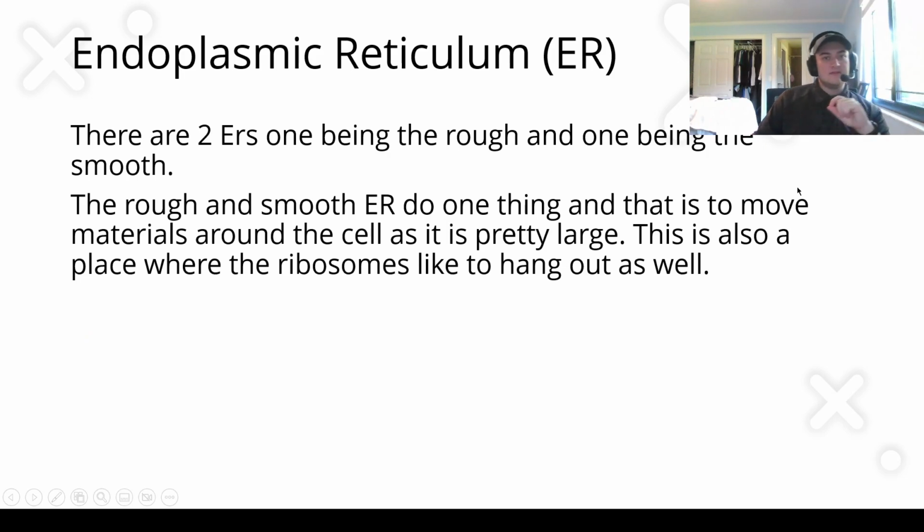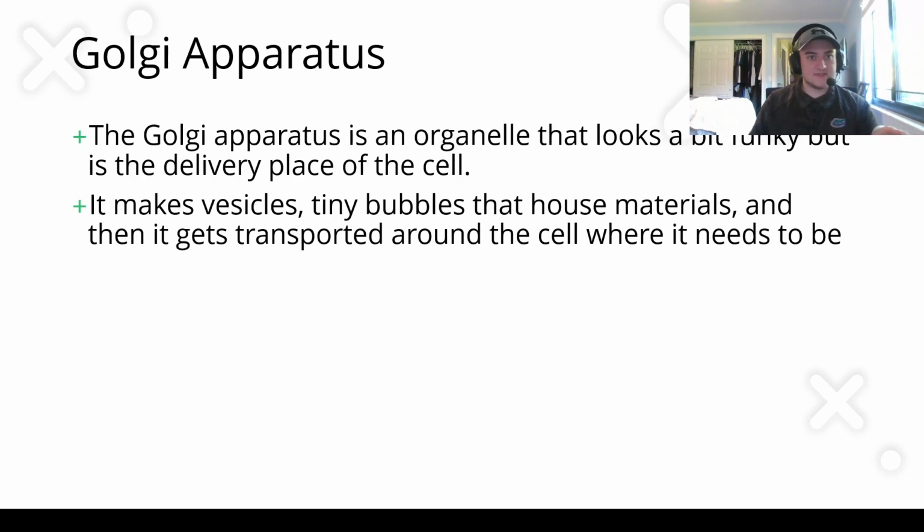So now we have the endoplasmic reticulum, or the ER. I'm going to abbreviate it to ER because it's a handful to say. There are two ERs, one being rough, one being smooth. The rough ER holds a lot of ribosomes on it, and is this rigid structure in the middle of the cell, and it allows for materials to pass through the cell. The smooth ER has a similar function, but it doesn't house those ribosomes. It just does the moving around of the materials.